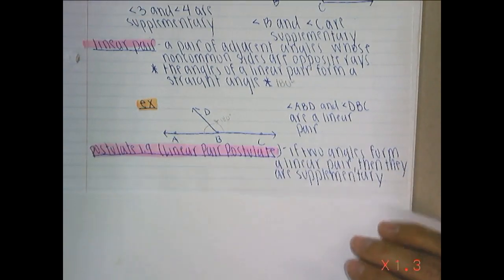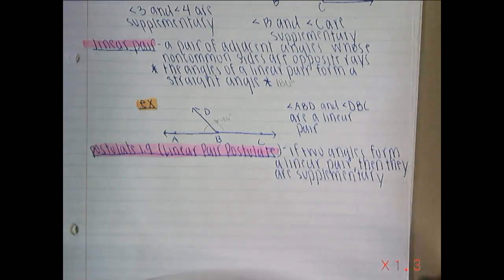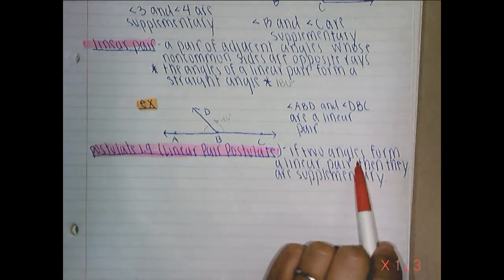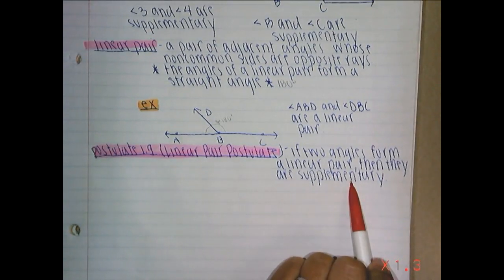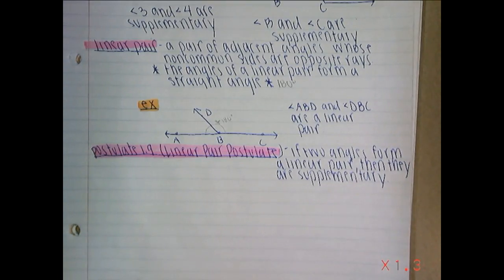All right, and we're going to talk about the linear pair postulate. If two angles form a linear pair, then they are supplementary. So if you see that it's two angles and they're forming a linear pair, a straight line, then they're supplementary. You can conclude that.